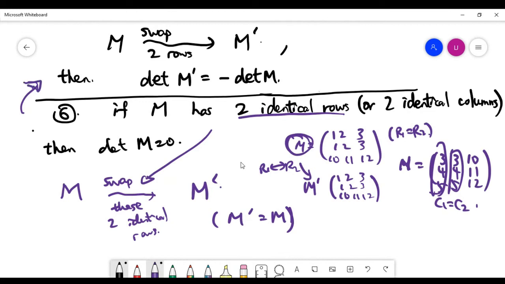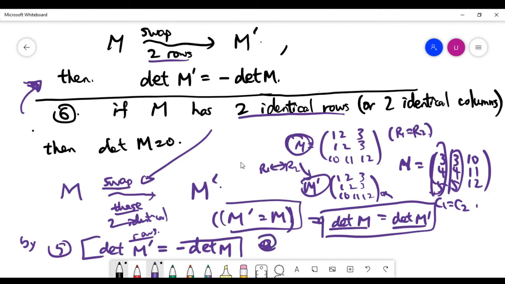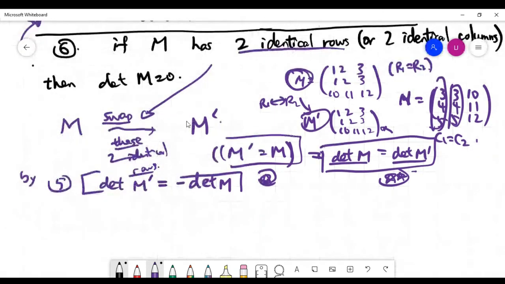But if you look at property 5, we understand that if you swap any rows, then by property 5 the determinant of the new matrix must be the minus of the determinant of the original matrix, right? However, we understood already that in this particular case, because the two matrices M and M prime are the same, the determinant of them must be the same, right? Now please try to look at these two facts together, the fact star and the fact double star. If you combine them, you could easily see that the determinant of M must be 0, right?